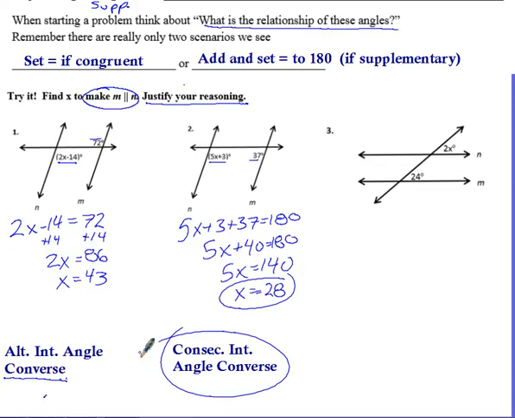And then the last problem, again, what is the relationship of these two angles? These are corresponding because they're in the same position, top right, top right. So that is when I set them equal to each other. Divide both sides by 2, and you get x is equal to 12. So that one was pretty easy. And what did I use to justify my reasoning? I used the corresponding angle converse.